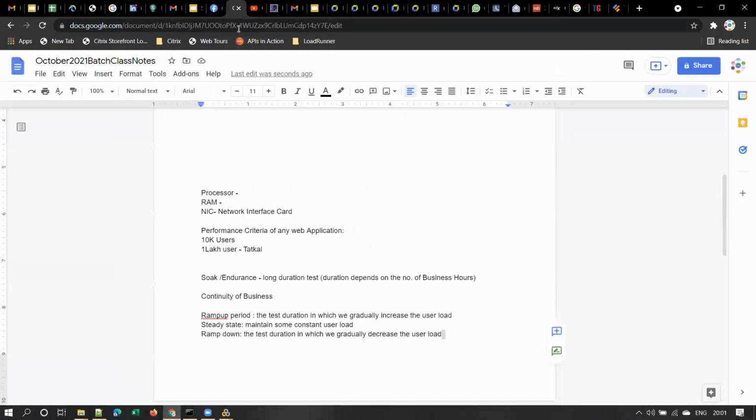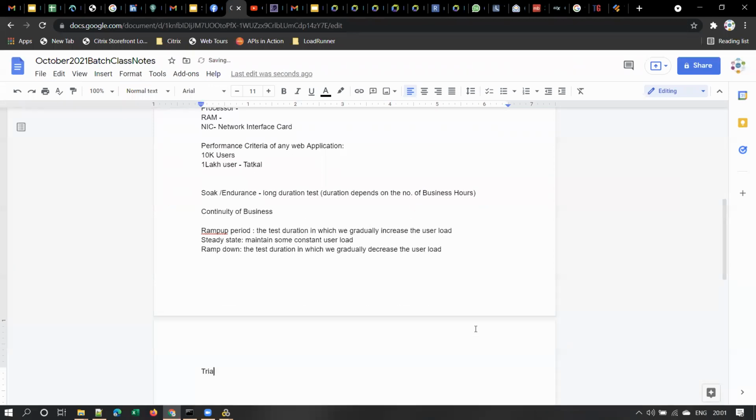Okay, let me type it down. Triage. Triaging means raising a support ticket and following up with it to fix the defect. So this process is called triaging.